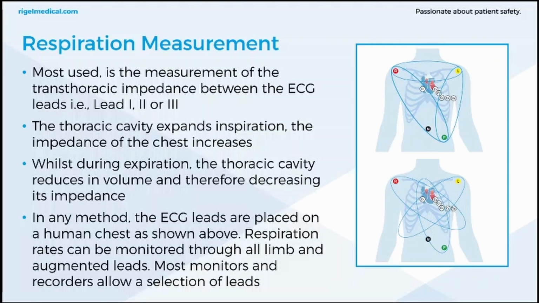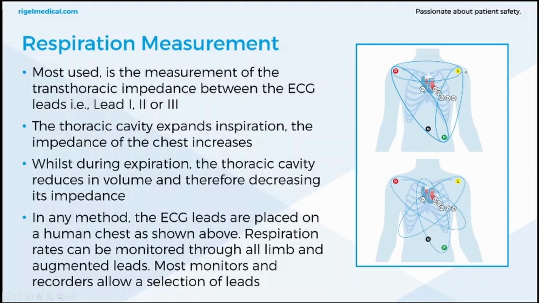Okay, so there's several ways of deriving respiration rate from the ECG leads and signals. Most commonly used is the measurement of the transthoracic impedance between the ECG leads, i.e. lead 1, lead 2 or lead 3. So lead 1 is RA to LA, lead 2 is RA to LL, and lead 3 is LA to LL. As the thoracic cavity expands during inspiration, the impedance of the chest increases, whilst during expiration the thoracic cavity reduces in volume and therefore decreases its impedance. It's a very simple measurement.